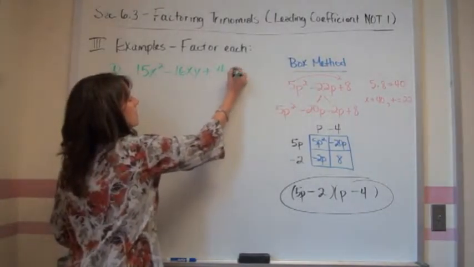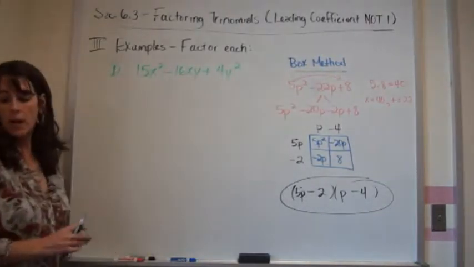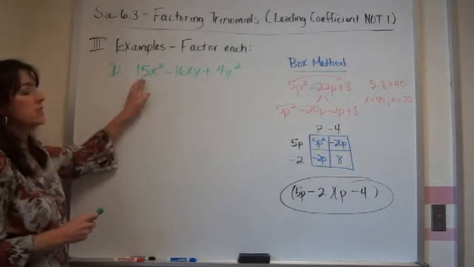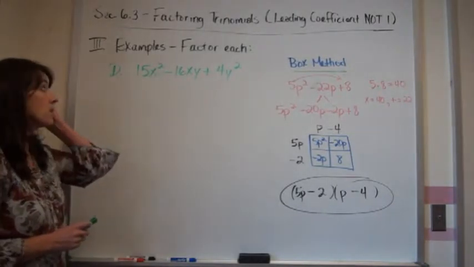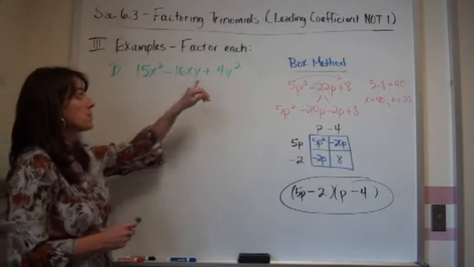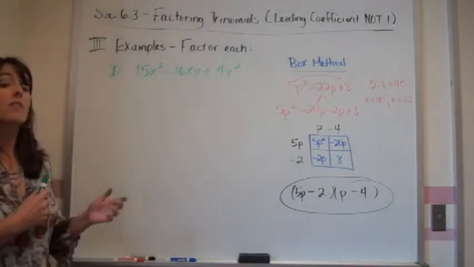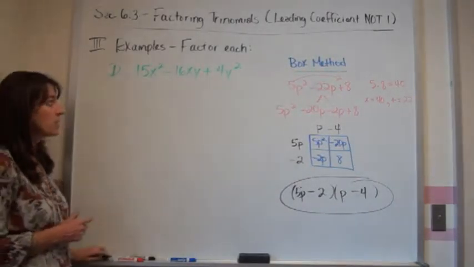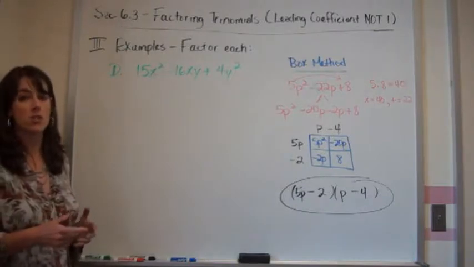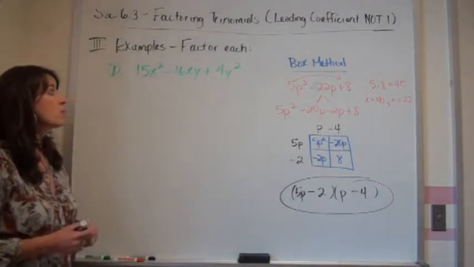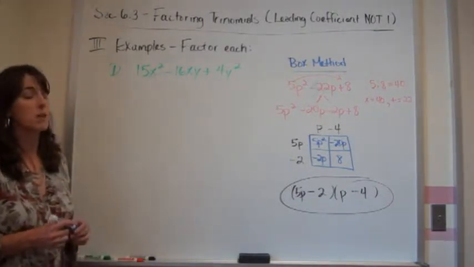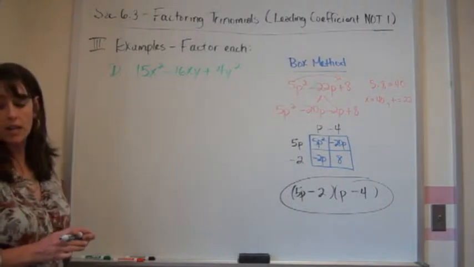But what happens when the numbers get a little bit bigger? Like for instance, this splits up as a 5 and a 3. It also splits up as a 15 and a 1. This splits up as a 4 and a 1, a 2 and a 2. The guesswork could get pretty large for that one. It could be a little tedious, could take a while. So this is where your factoring by grouping, your box method, your slide, divide, and reduce become very handy.